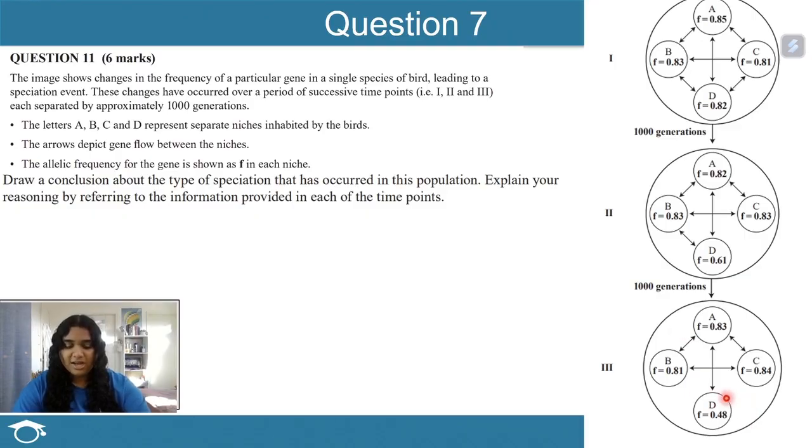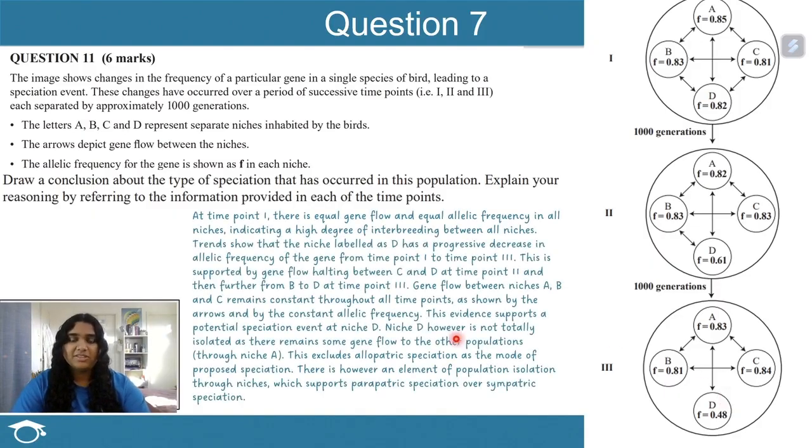So if we're talking about our types of speciation, there are three types of speciation that we could be looking at: allopatric, parapatric, and sympatric speciation. So at time point 1, there's equal gene flow, equal allelic frequency in all of the niches, indicating a high degree of inbreeding between all of the groups A, B, C, and D.